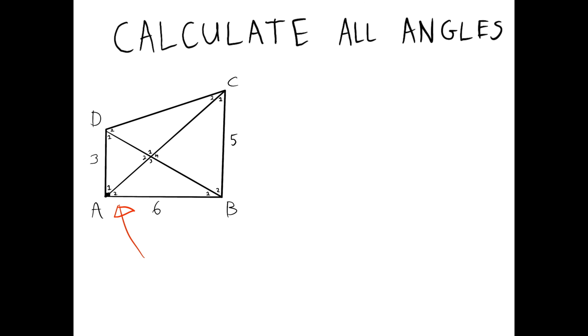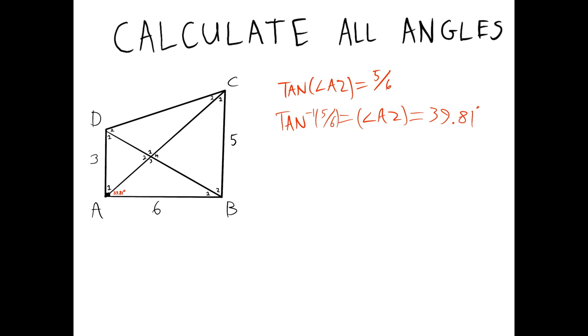To calculate this angle, we are going to use the tangent, because we know the opposite and the adjacent. The tangent is equal to opposite divided by the adjacent, so tan angle A2 is equal to 5 divided by 6. Because we know the opposite and the adjacent and not the angle itself, we have to use the inverse tangent. So we'll do inverse tan 5 over 6 is equal to angle A2, which is equal to 39.81 degrees.